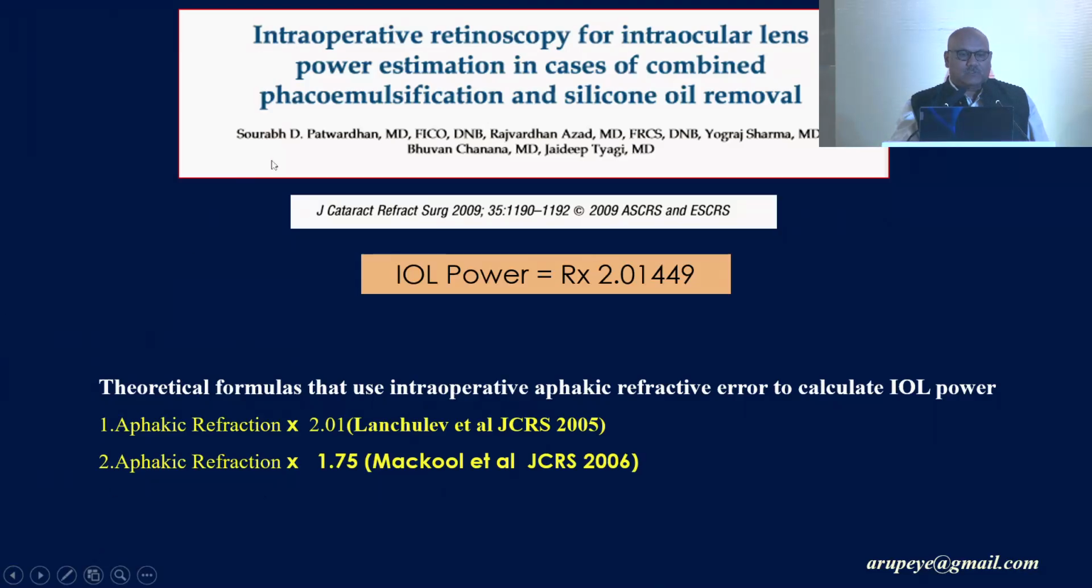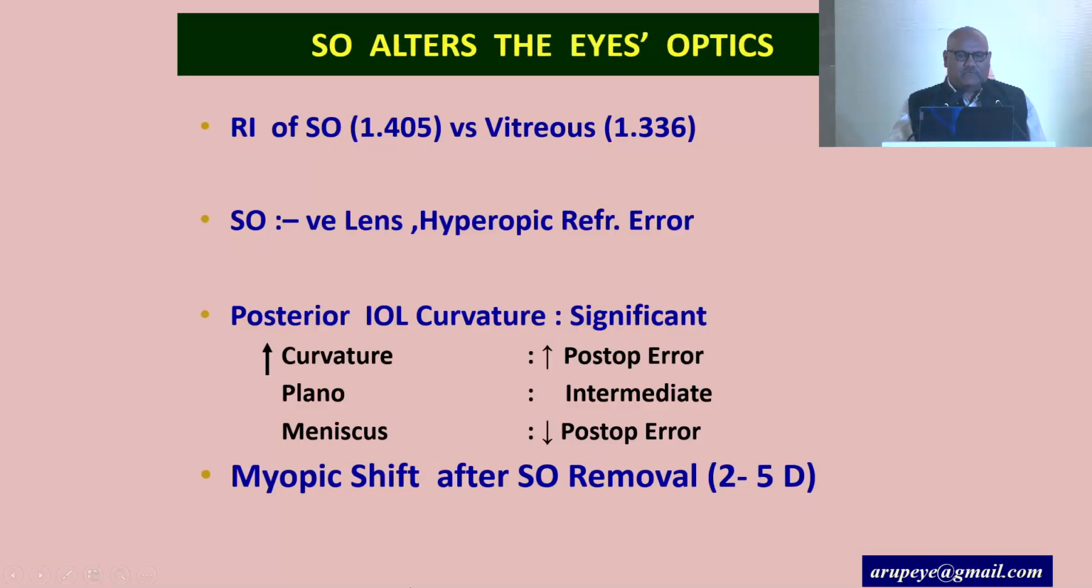The same person, Dr. Saurabh Padwardhan, I think, who has done that particular device you're talking about, their study has suggested that if you do the retinoscopy after removal of the silicone oil on the surgical table and multiply the retinoscopy value by this factor, you get the IOL power and implant that particular IOL. So there are various other options, various other studies, which almost suggest the same thing, multiply by 2.01, multiply by 1.75. So now you have got the axial length of the particular patient, with a lot of difficulty.